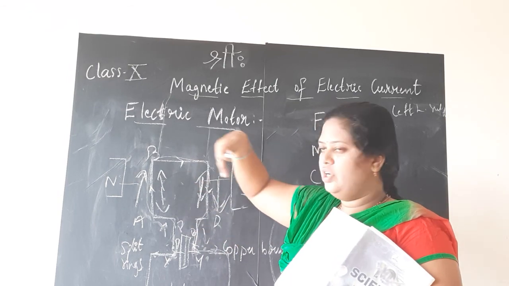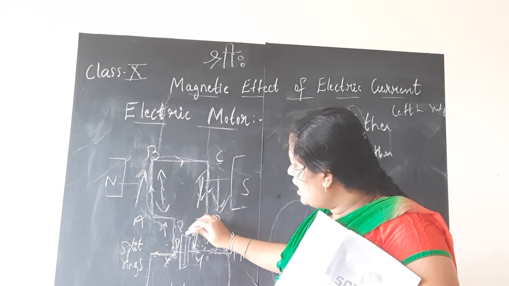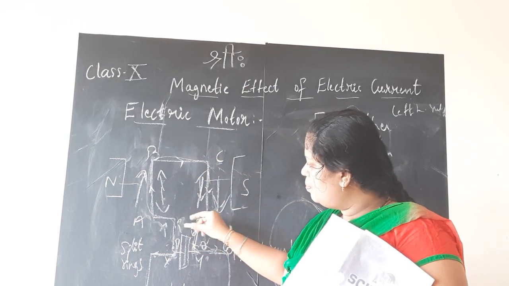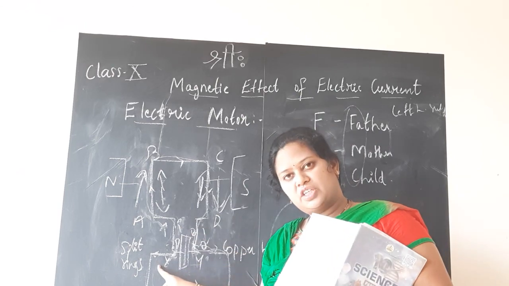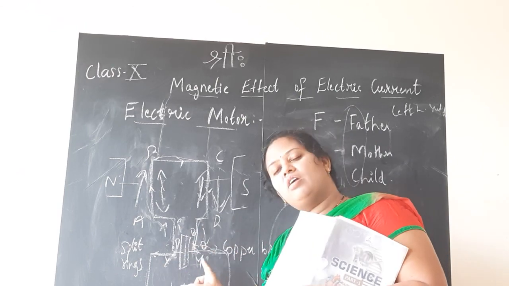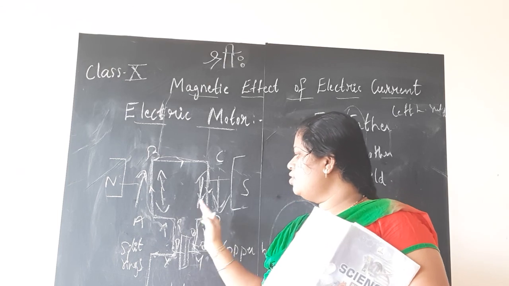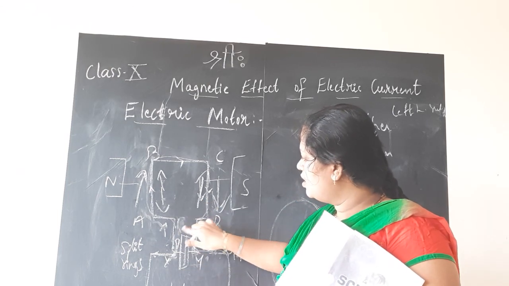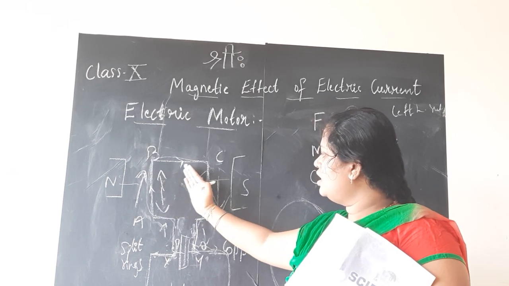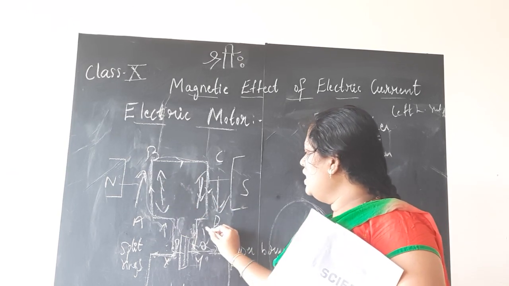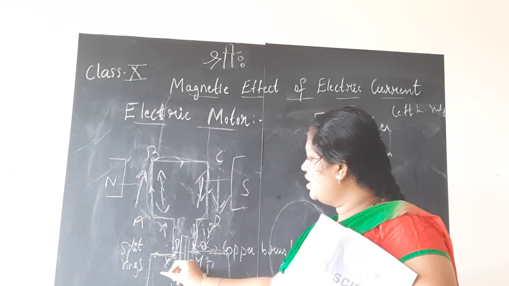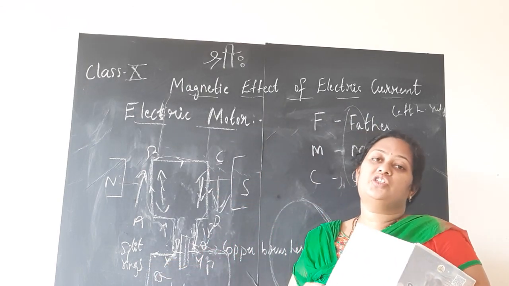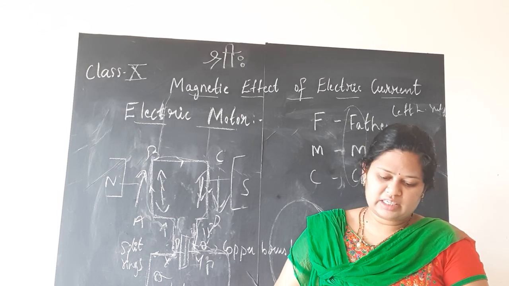So when half rotation takes place, what will happen? This P will come in contact with brush X. Before, P was in contact with brush X, Q was in contact with brush Y. So when half rotation takes place, what happens? P is rotating now, the lamina is rotating. So P will come in contact with brush Y and Q part of the axle will now come in contact with brush X.